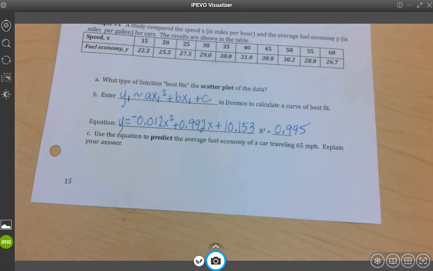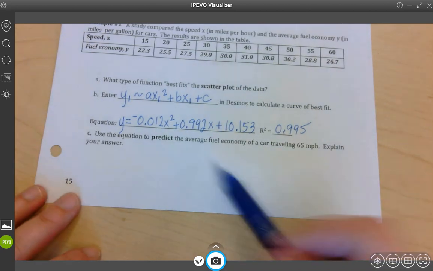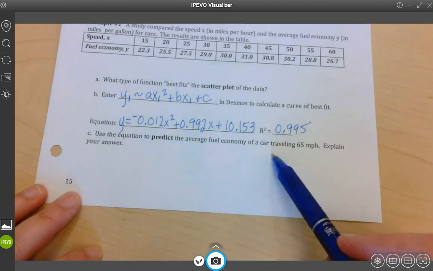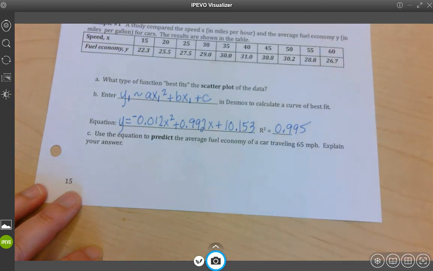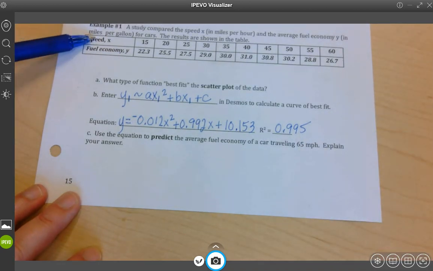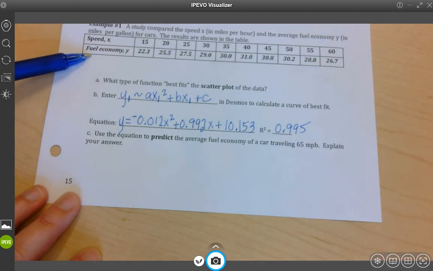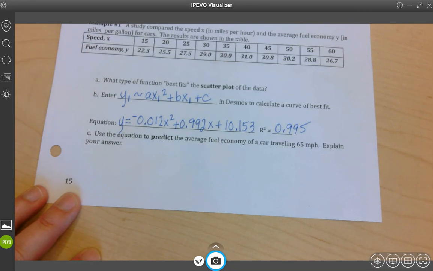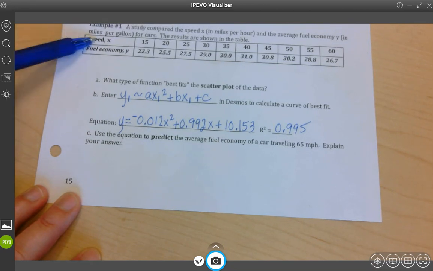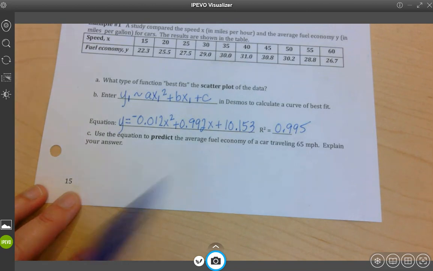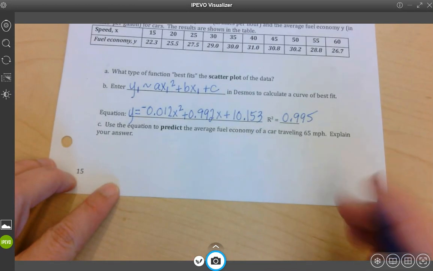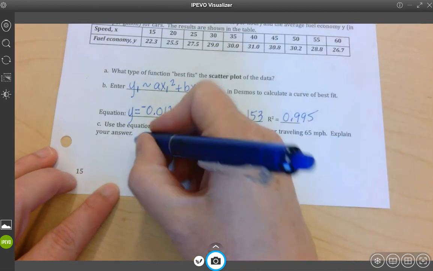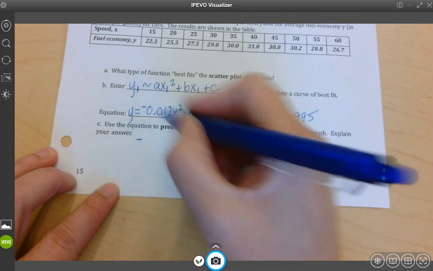All right. So now it says to use the equation to predict the average fuel economy of a car traveling 65 miles per hour. So we have to look back. Is 65 miles per hour an x value or a y value? Yeah, it's x because it's a speed. So we're going to substitute 65 for the x in your equation, and you're going to use Desmos to calculate that. When you do use Desmos, don't put y equals in the Desmos.